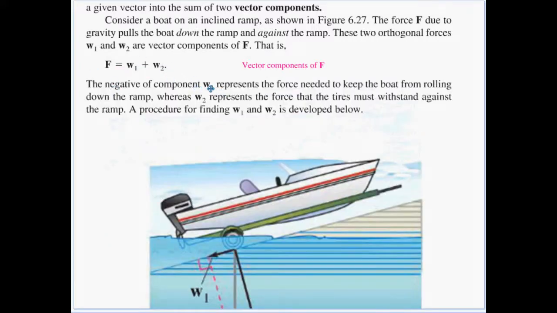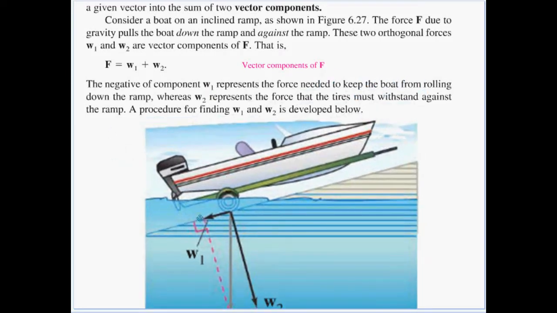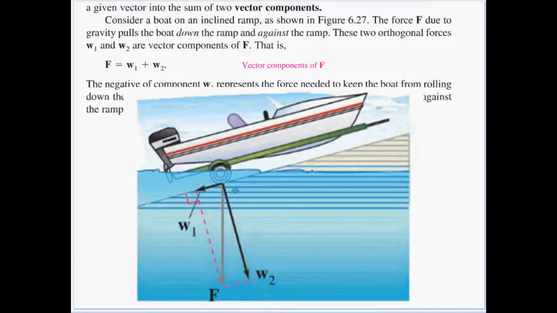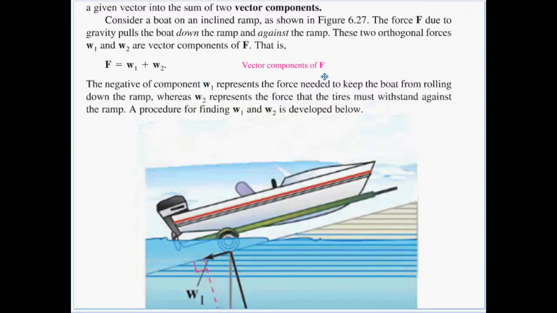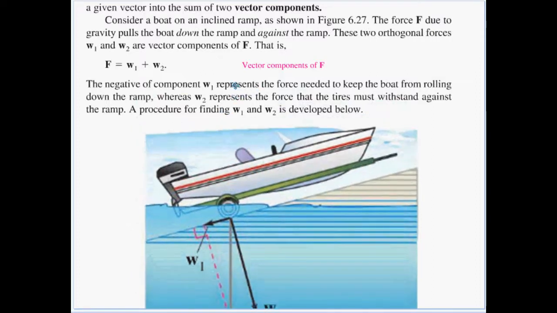The negative of W1 represents the force needed to keep the boat from rolling down the ramp, so here's W1. If we reverse it, the arrow would be pointing the other way, and that's the force needed to keep the boat from rolling down the ramp. W2 represents the force the tires must be able to withstand against the ramp. W2 is sort of the weight down here, so the tires are taking that pressure. A procedure for finding these components, W1 and W2, is described below.